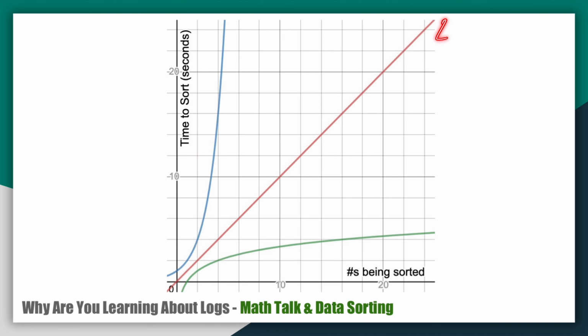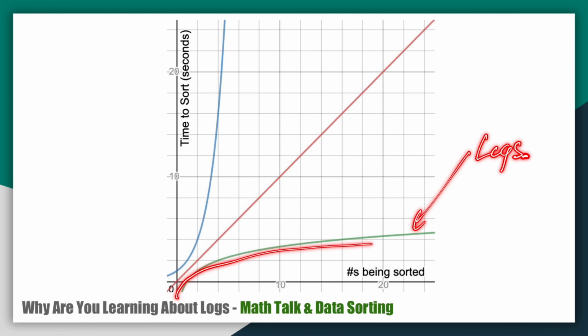If you think about a linear sort, every single time you add more data, you get an exact increase in the time it's going to take. So 10 numbers takes 10 seconds, 20 numbers takes 20 seconds. You might think that's okay, but if you have to sort a billion numbers, a billion seconds is too long. This is where logs become so absolutely important.